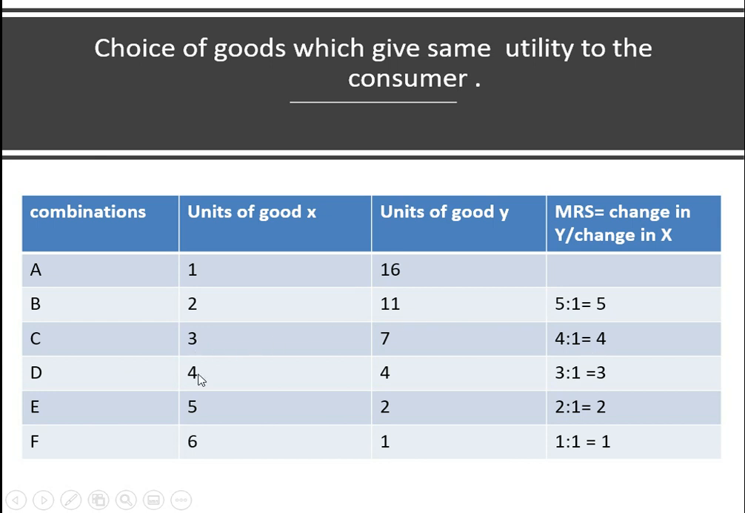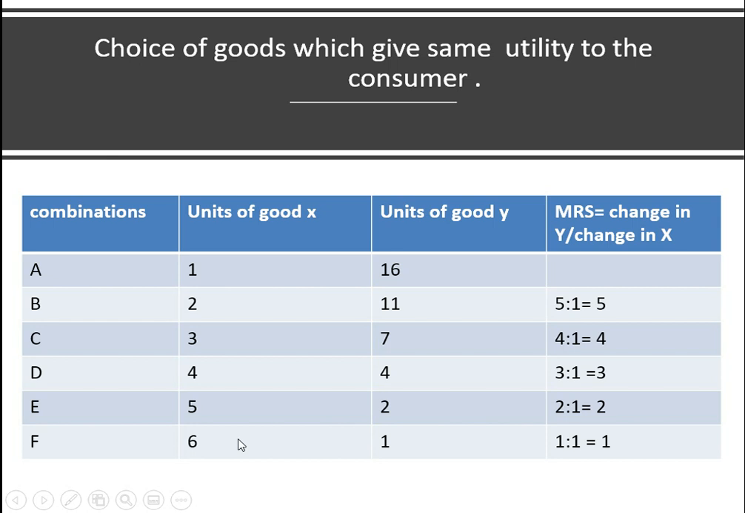Similarly, when we move from 3 to 4 units of X, we are willing to forgo 3 units of good Y to get 1 extra unit of good X, and similarly it goes on as we calculate the MRS. But the important thing is that, as you can see, when we take more and more units of X, we are willing to trade less and less of Y to get 1 unit of X. In the beginning we are willing to trade off 5 units of good Y to get 1 unit of good X, but at the end we are willing to trade off only 1 unit of Y to get 1 unit of X.